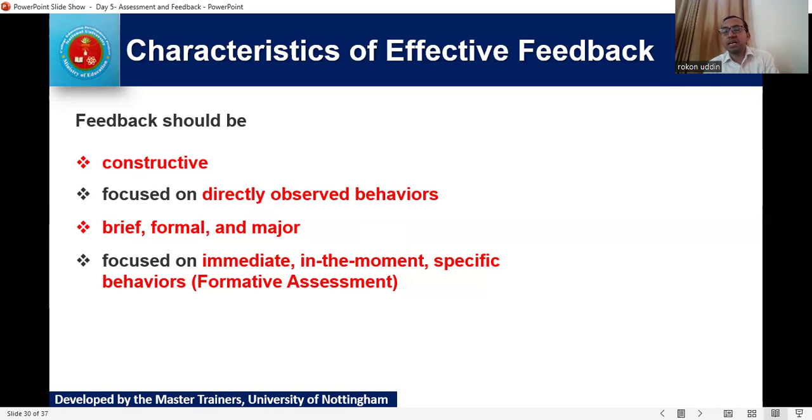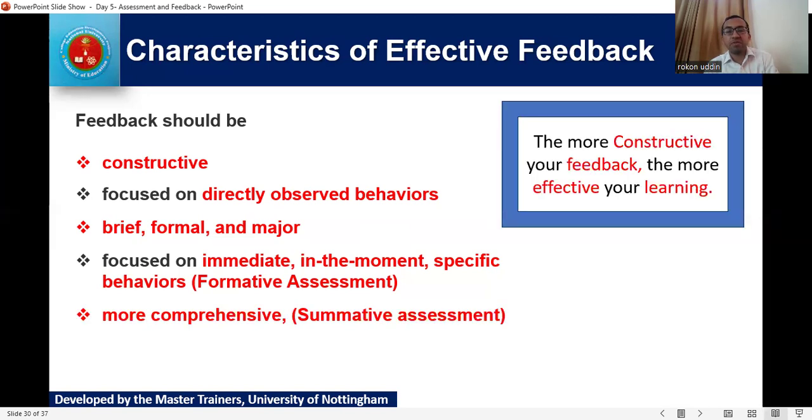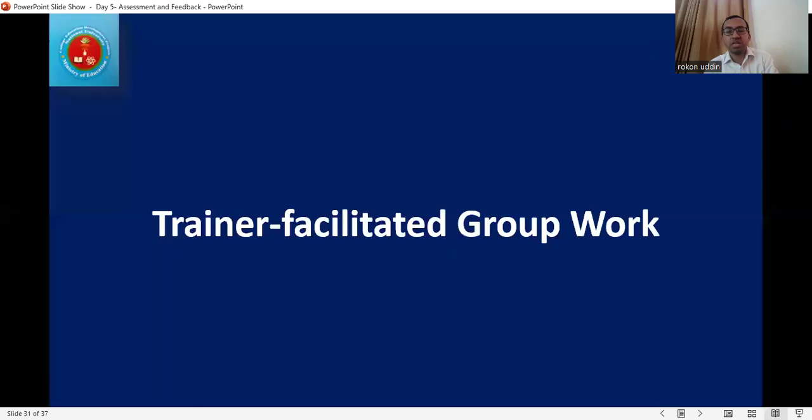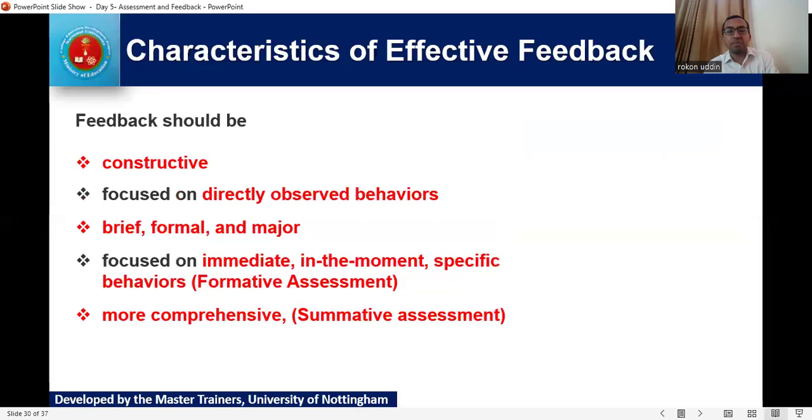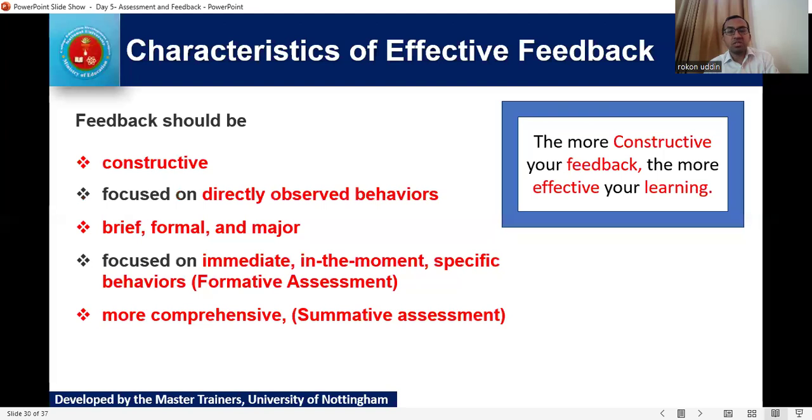So remember that you have to limit your feedback. Actually, give several feedback, not many feedback. This is how you can give feedback. Feedback has to be comprehensive during summative assessment. Give feedback immediately when it is formative assessment, and for summative assessment give more comprehensive feedback. So this is how you can give feedback.